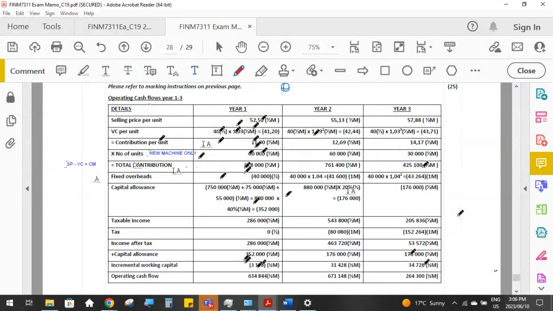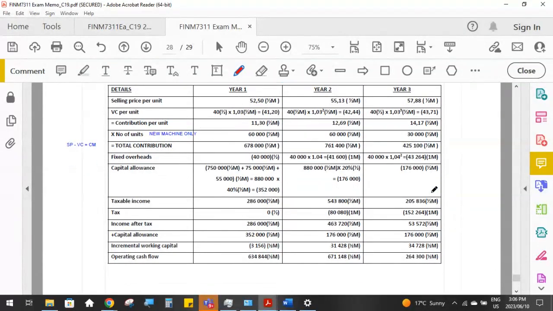And then total contribution. Then we minus our fixed overheads from the contribution, and that, if you were doing accounting, contribution margin minus fixed overheads then gives you your net contribution or your net profit. Then in order to calculate the amount of tax that we owe from the profit that we've got after deducting the fixed overheads, we then have to deduct the capital allowance. And that will then give us our taxable income.